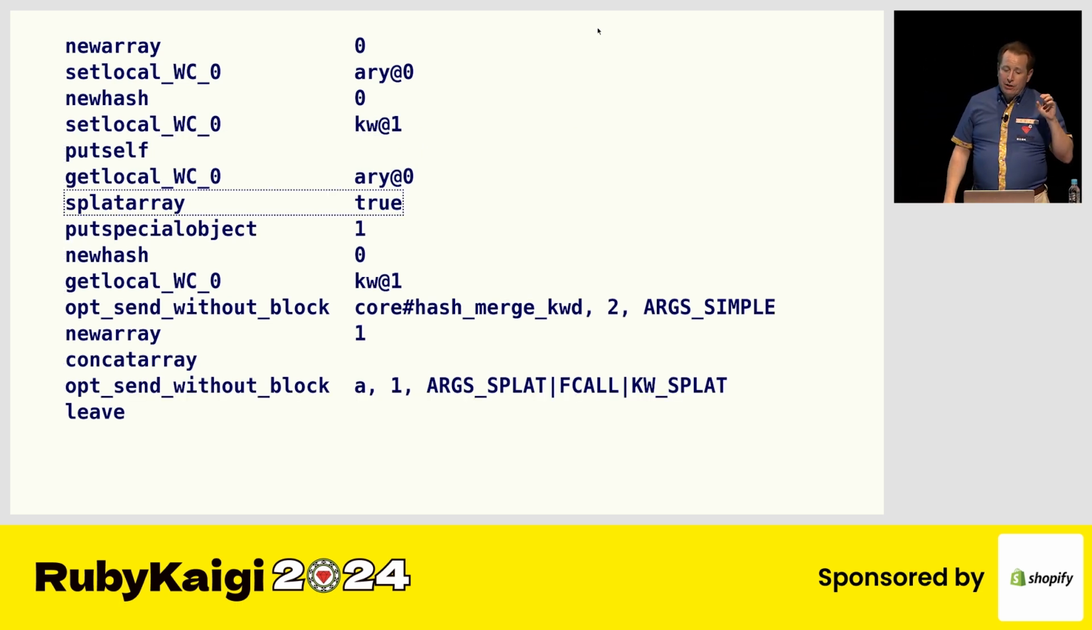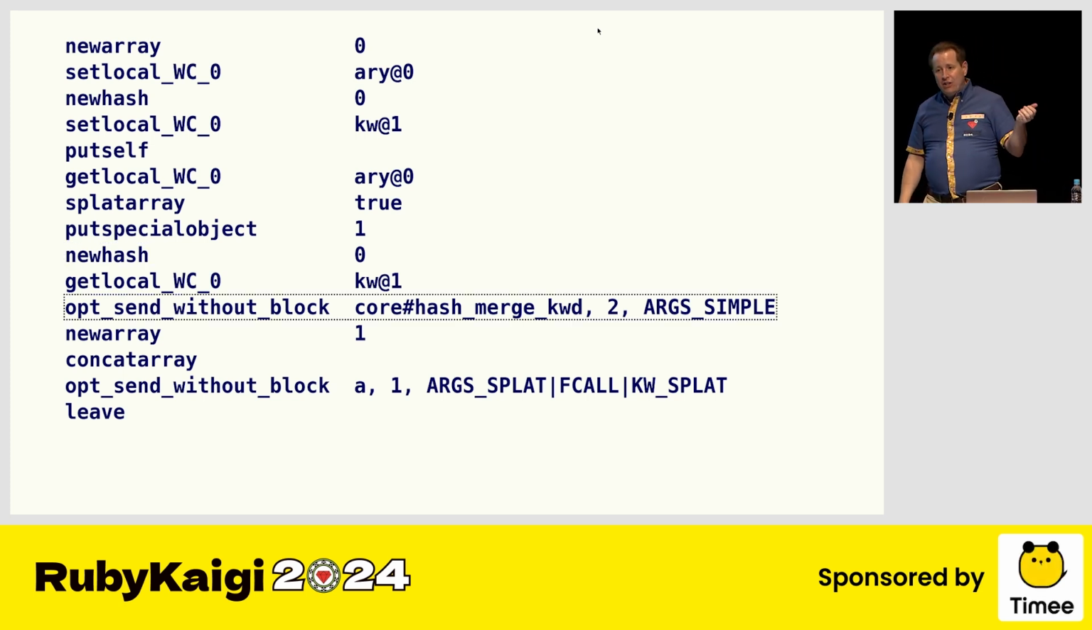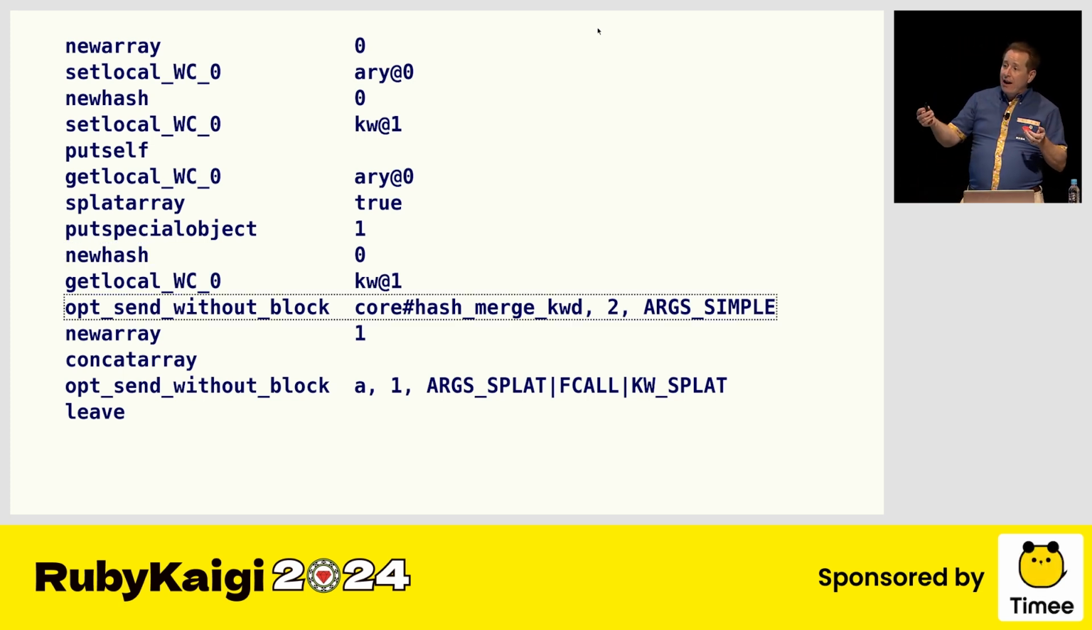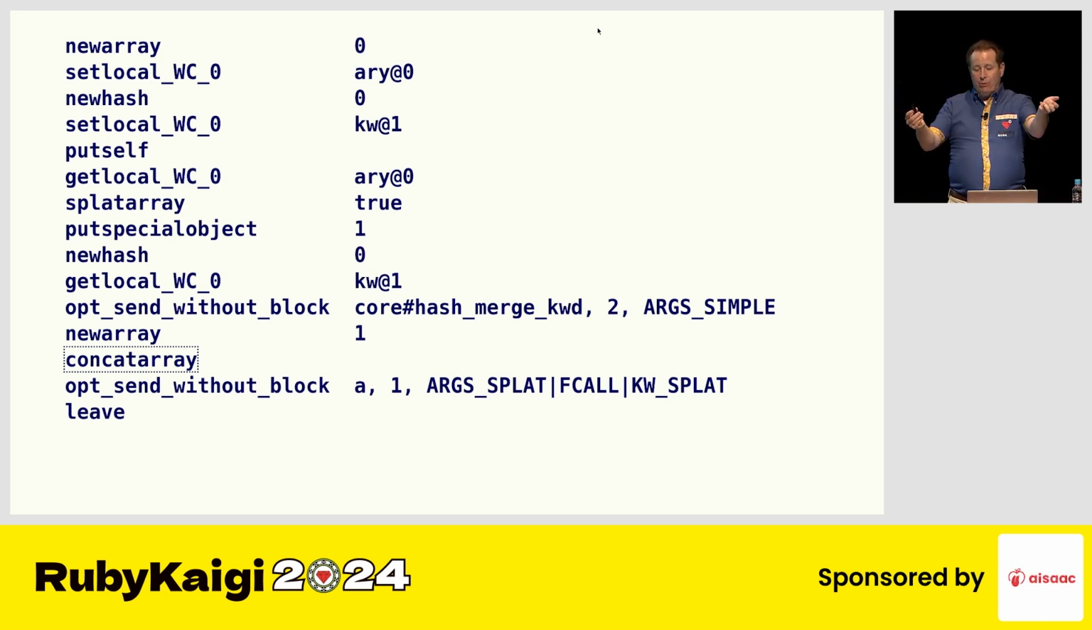The first array allocation during the method call is for splatarray true, which will duplicate the array local variable. The newhash instruction allocates a new hash, and this instruction copies the contents of the keyword hash into that newly allocated hash. The newarray instruction wraps that newly allocated hash in a newly allocated array, and the concatarray instruction allocates a new array when concatenating the array containing the new hash to the array produced by splatarray true, even though splatarray true has already allocated a new array for this purpose.